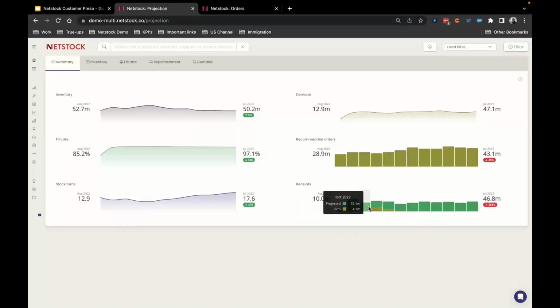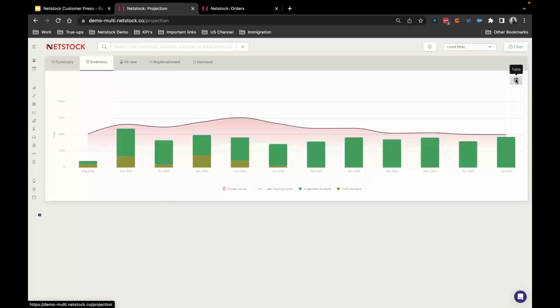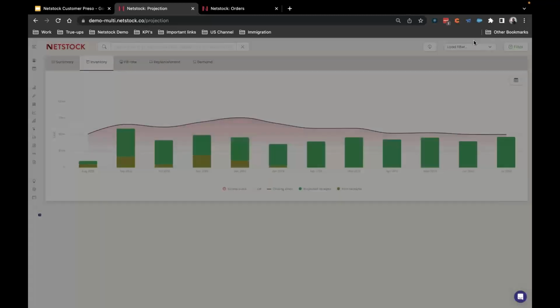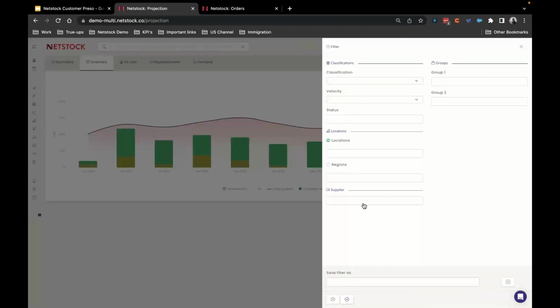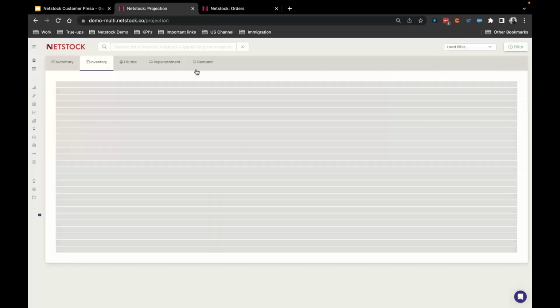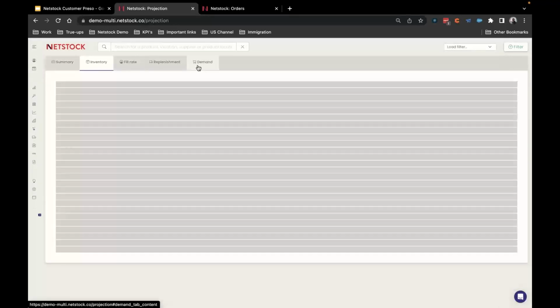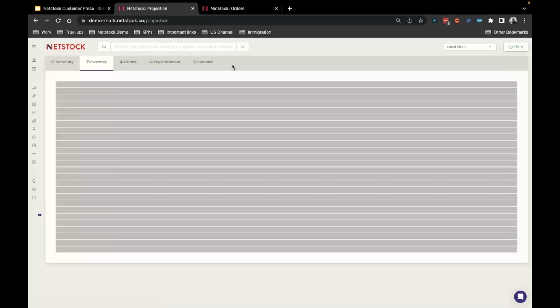And then receipts, we can see when we're going to receipt for firm orders that have already been placed, as well as projected orders that we're going to ask you to place, and when we're going to receive that over the next 12 months. Again, you can get into details, you can get into table format, you can export this into Excel, you can also filter by location, regions, suppliers, groupings, classifications, however you want to filter. So very, very powerful for future planning and insight into where the business is going based on the policies that you have set for yourself.